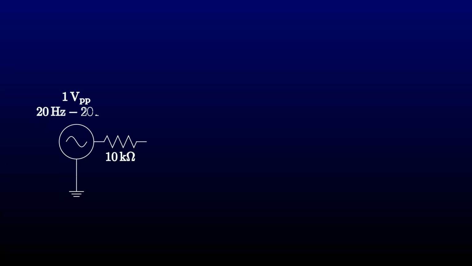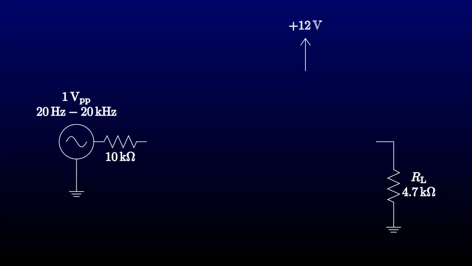Let's say that we want to design an emitter follower like the one we were looking at last time. We want to match an audio source with a 10 kilohm impedance, and we need to drive a load with a 4.7 kilohm impedance returned to ground. We have a single 12-volt power supply available. Obviously, we're going to need an impedance matching circuit here.